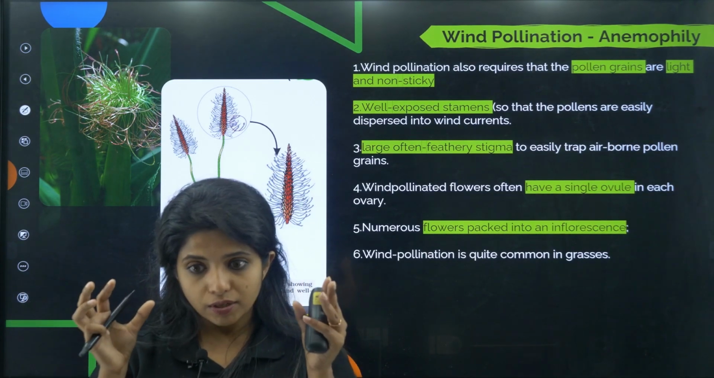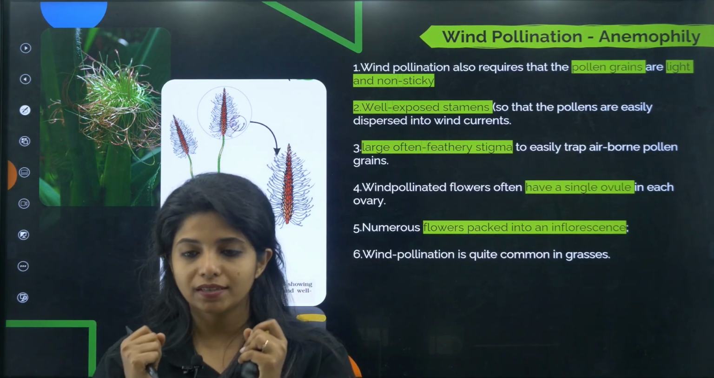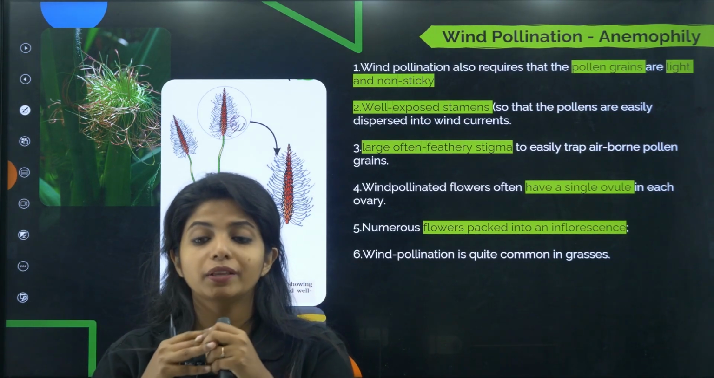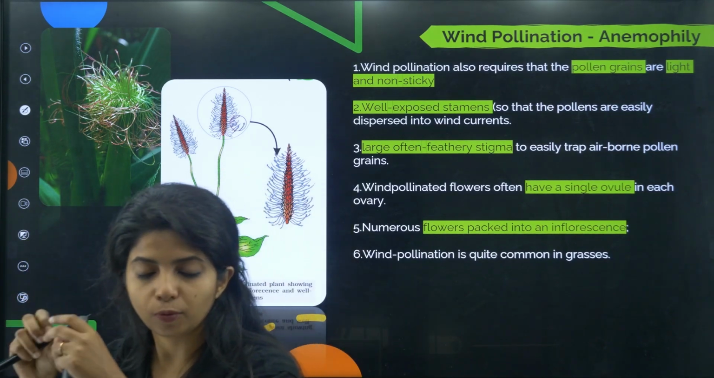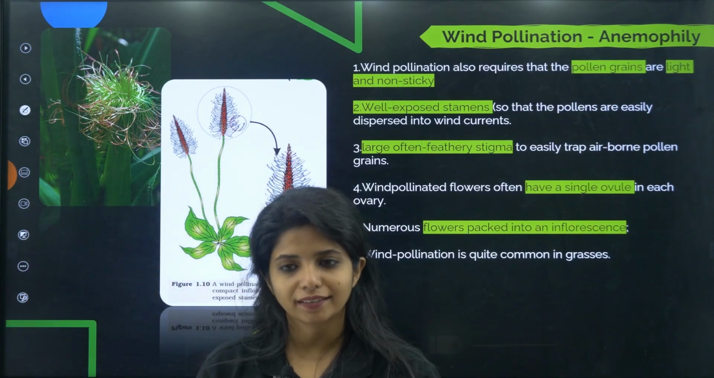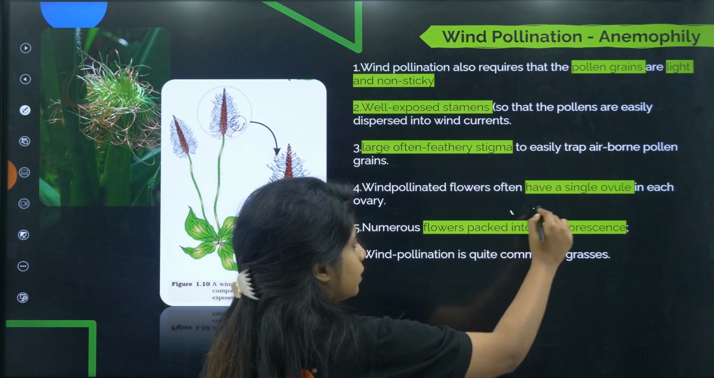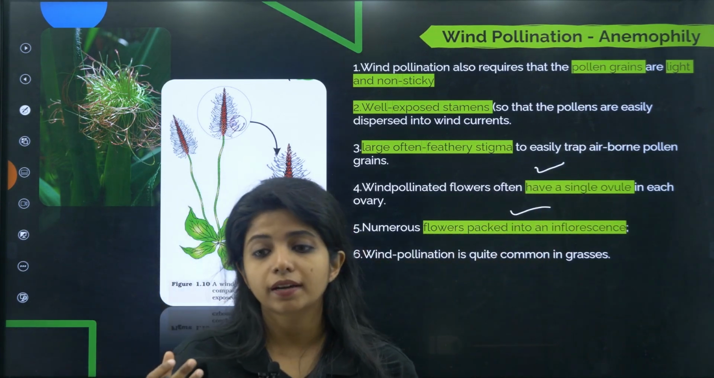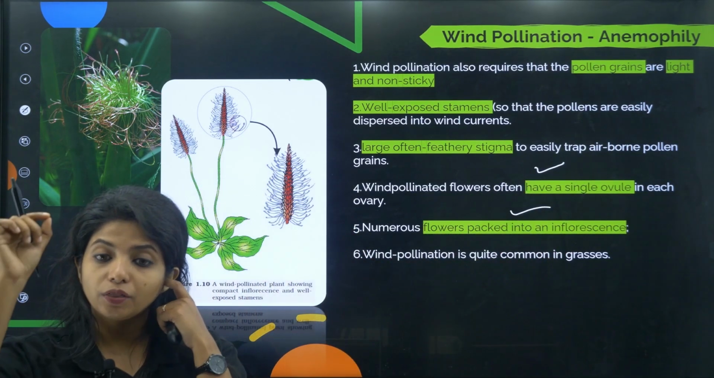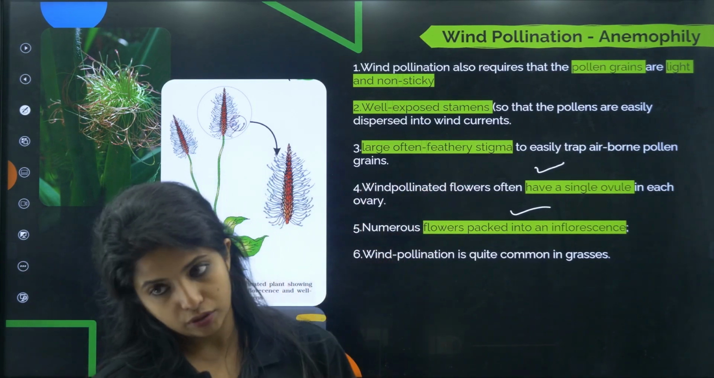Now, if there are flowers that come together in a bunch, you call this inflorescence. Why do you think this has happened? Because if one flower is not able to catch the pollen, the other flower can pollinate and then the whole process can happen, which is why inflorescence is very much unique in them. So inflorescence, having a single ovule, all these unique features you need to remember. They'll ask you for wind pollinated plants, what are the features? So you have to tell. Large and feathery stigma also.